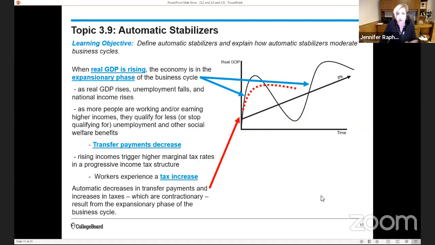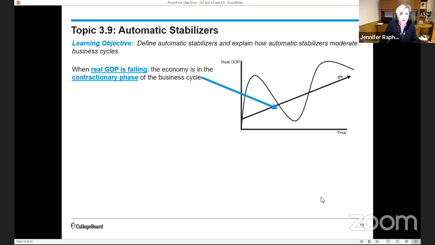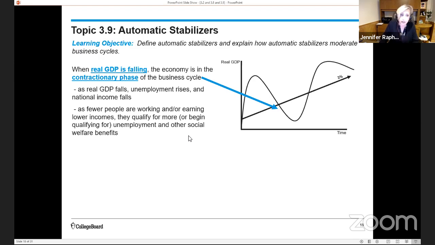All right, so let's work that through when the reverse is true. So when real GDP is falling, right, the economy is in the contractionary phase of the business cycle. And so what's happening? When real GDP falls, unemployment rises and national income falls. And so can you see where this is going? As fewer people are working and or earning lower, and those who are working are maybe working fewer hours, or they're seeing their wages fall, they qualify for more, or they begin to qualify for unemployment and other social welfare benefits that constitute transfer payments from the government. And so transfer payments are going to increase.